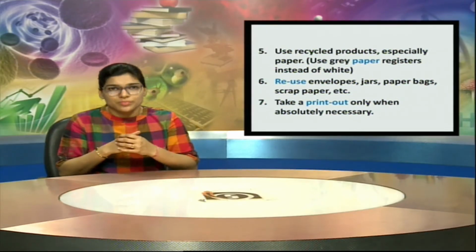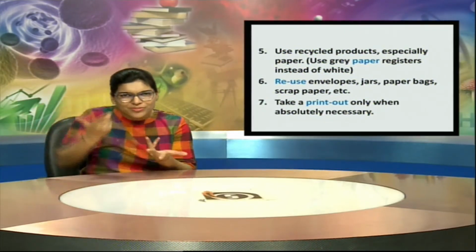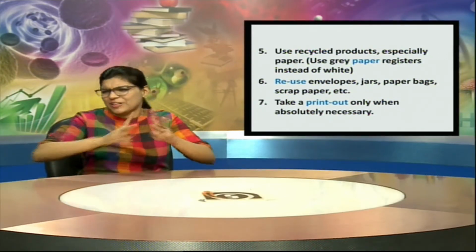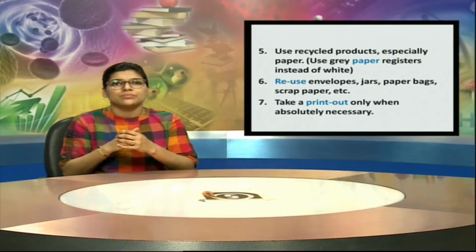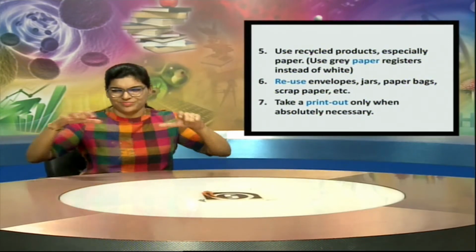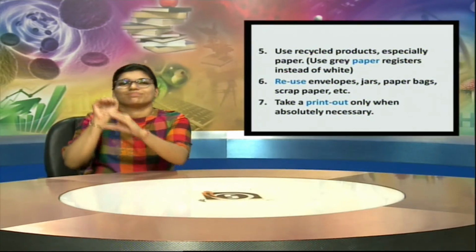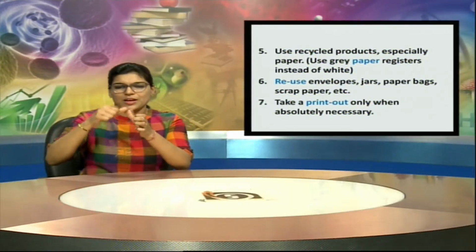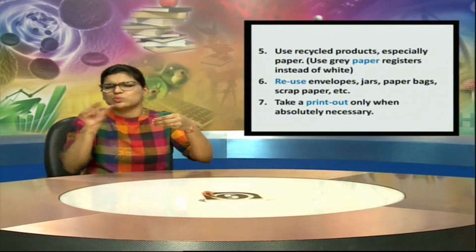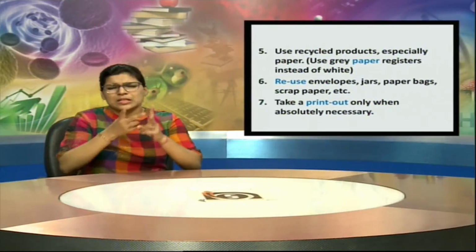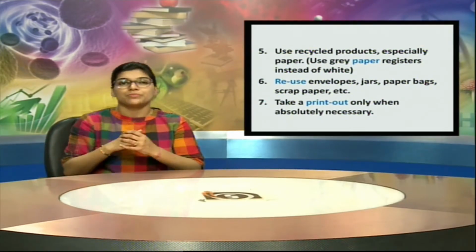Fifth point is use recycled products, especially paper. Like we should use gray paper registers instead of white, so that we can save lots of energy. Sixth point is reuse envelopes and jars, paper bags, scrap papers, etc. for keeping things or for anything. The paper which is used one time, we can make paper bags from those old newspapers. So we should recycle them and use them again.